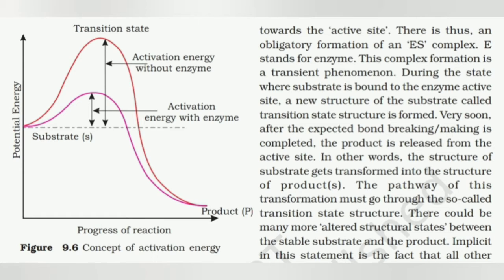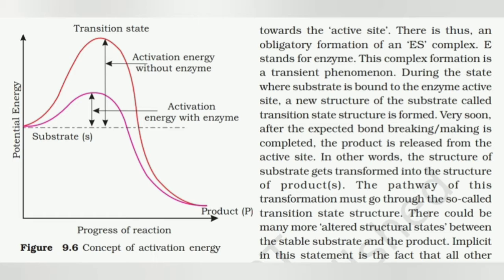During the state where substrate is bound to the enzyme active site, a new structure of the substrate called the transition state is formed. Very soon after expected bond breaking or making is completed, the product is released from the active site. In other words, the structure of the substrate gets transformed into the structure of product. The pathway of this transformation must go through the so-called transition state structure. This we can see in the graph, how the potential energy of the substrate changes.